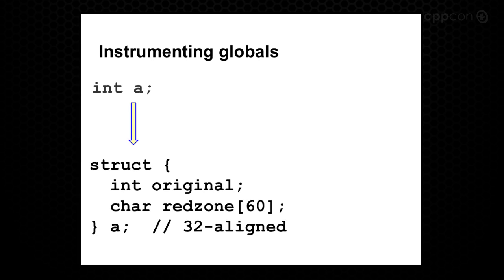For global variables, we do even simpler. We just create larger global variables with red zones at the right. And then we poison them at startup.